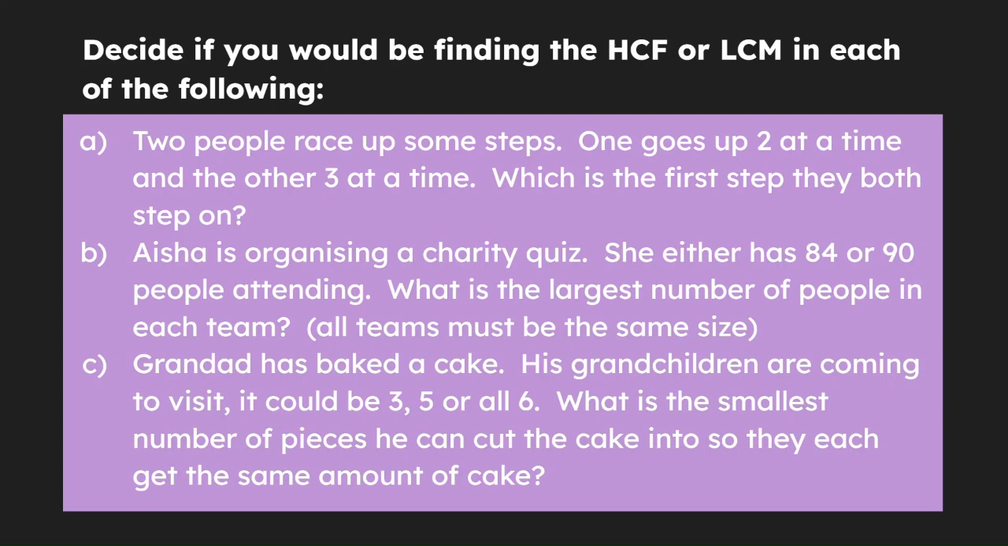C. Granddad has baked a cake. His grandchildren are coming to visit. It could be 3, 5, or all 6. What is the smallest number of pieces he can cut the cake into so that each get the same amount of cake? So, take a minute or two, use your questions and your tests to figure out what you need to find for each of these questions. Highest common factor or lowest common multiple. Pause the video, go ahead and do that.